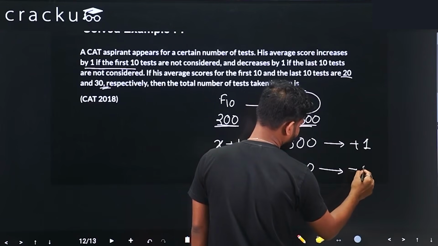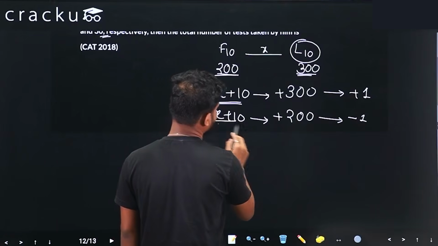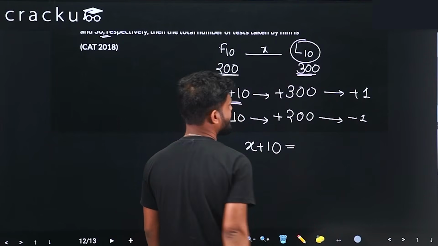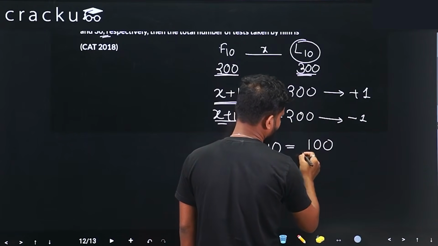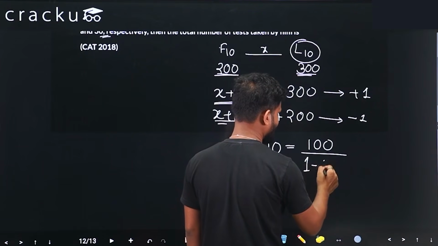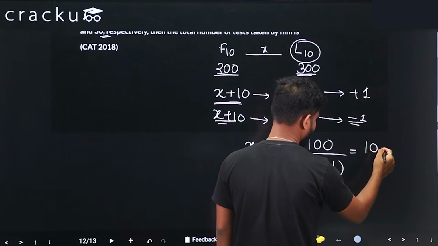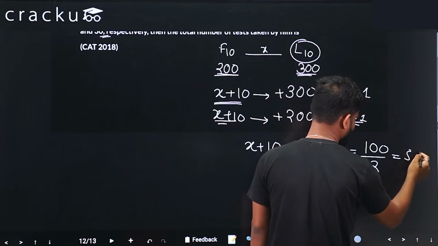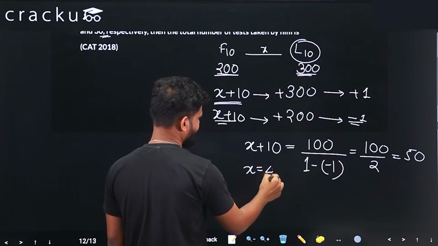The average decreases by 1. Now we know in both cases x plus 10 is there. So we can say x plus 10 is equal to the difference in the absolute values, so 300 minus 200, which is 100, divided by the difference in the averages. The difference in the averages is nothing but 1 minus minus 1. This is nothing but 100 by 2, which is 50. So if x plus 10 is 50, x is equal to 40.